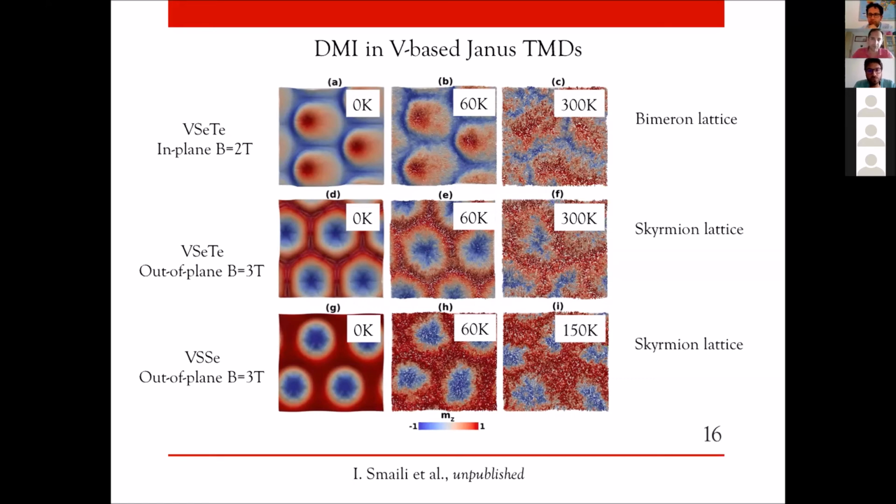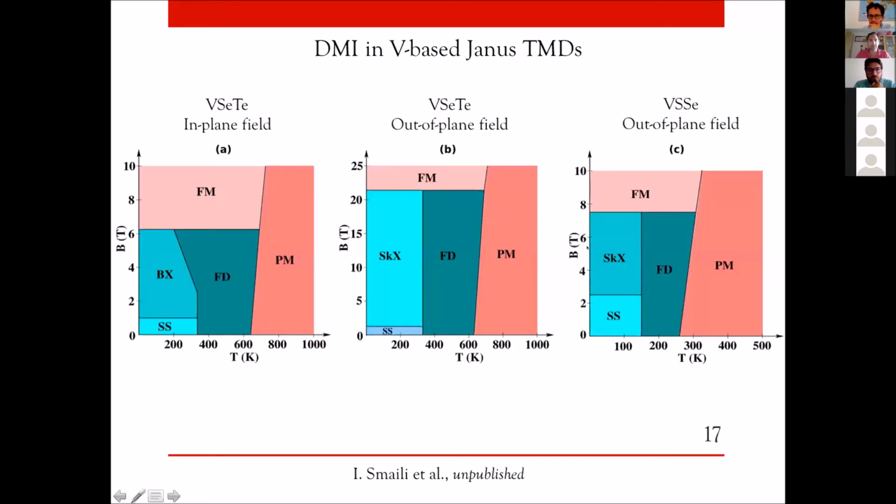So we were able to build the full phase diagram of the systems. Essentially, for a decent external magnetic field, you can get a bimeron crystal or a skyrmion crystal, depending on the kind of system you want to look at.